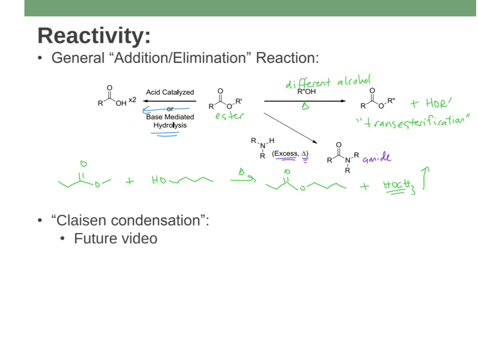What I will talk about in a different video is the Claisen condensation. And that's a way to take 2 esters and make them condense. You make a water molecule. It's kind of like the aldol condensation, but a little bit more straightforward. And I'll talk about that again in a different video. But it's a very, very common reaction of esters that you should know.